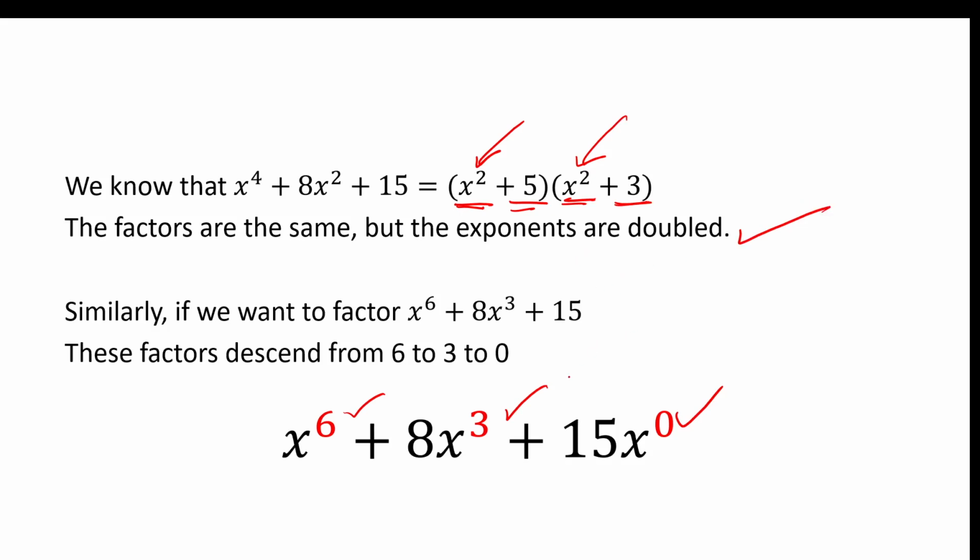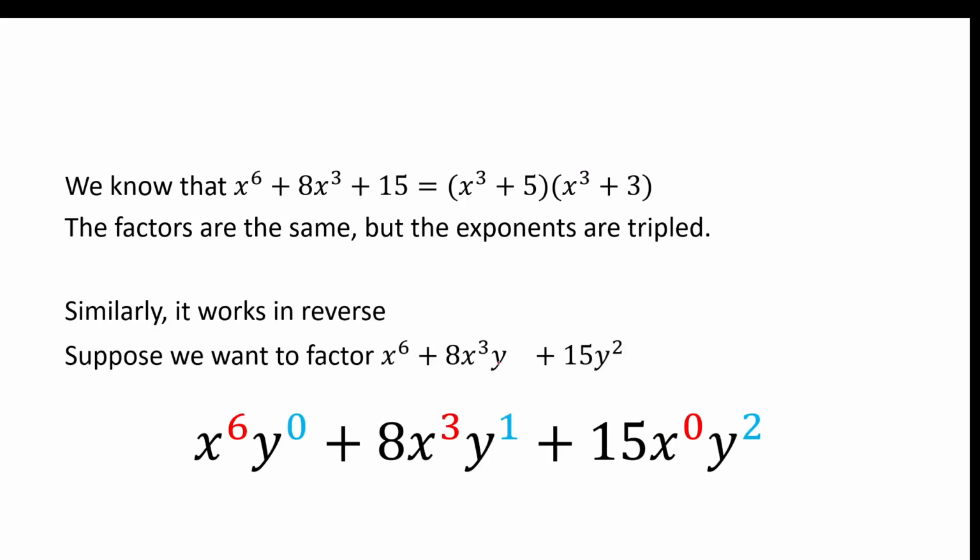But what if we triple all the exponents? So instead of x to the 2, x to the 1, x to the 0, it's x to the 6, x to the 3, x to the 0. Well, since we've tripled all the exponents in the original trinomial, we'll triple the exponents in our answer. So instead of saying x plus 5, x plus 3, we'll say x cubed plus 5, x cubed plus 3.